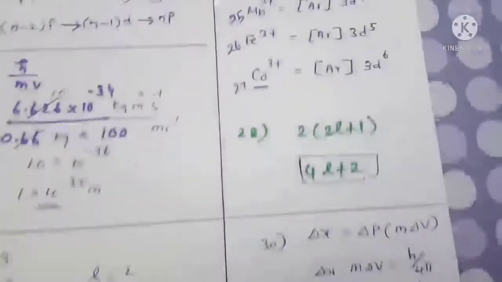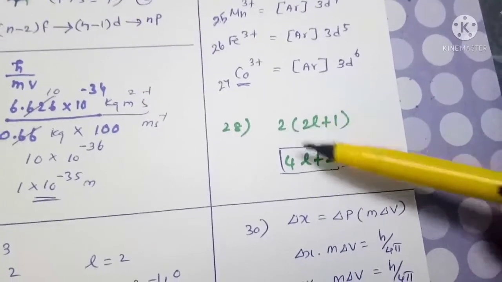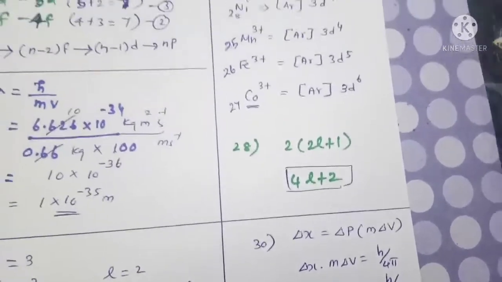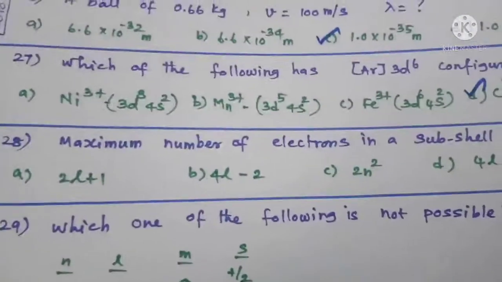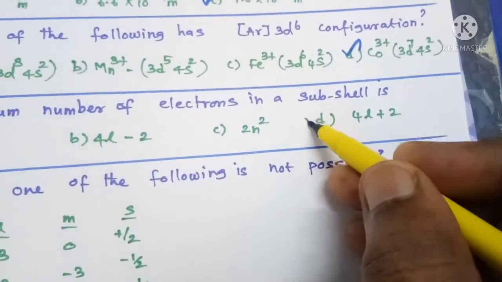2 into 2L plus 1, and the 2L plus 1 is multiplied by the 2, so that you are getting 4L plus 2. So this is the formula to calculate maximum number of electrons present in a subshell. Okay, so 4L plus 2. So look at, option D is the right one.